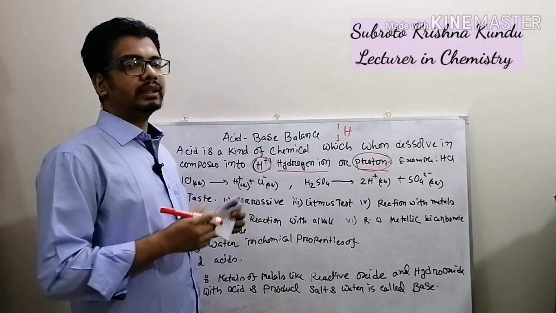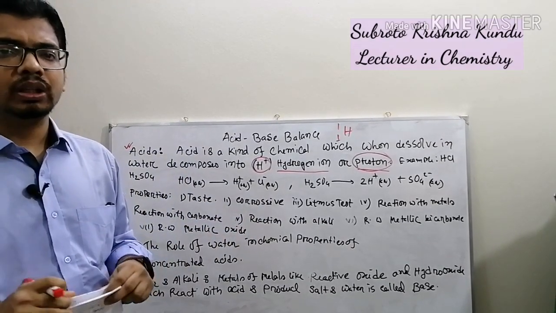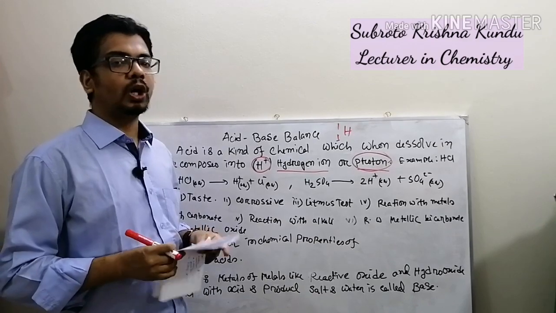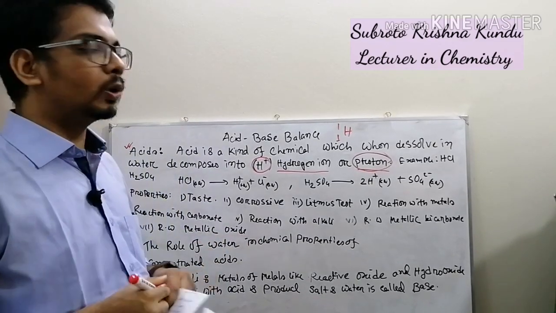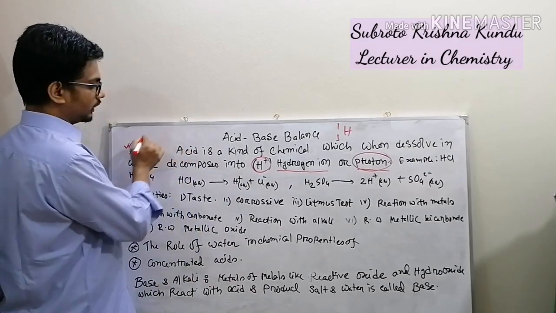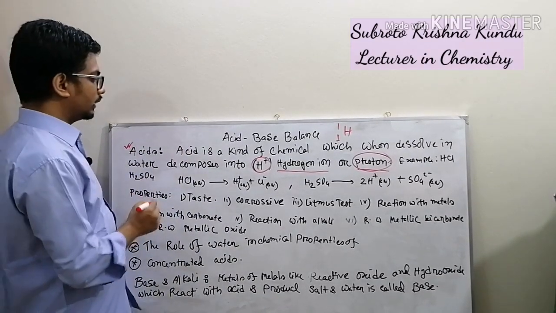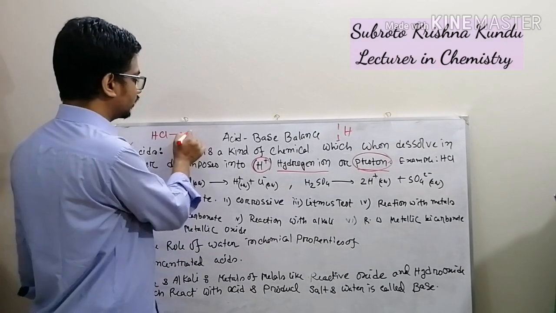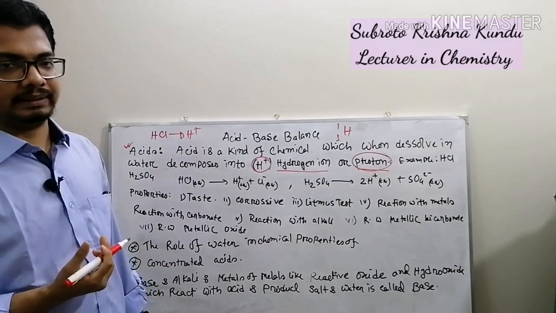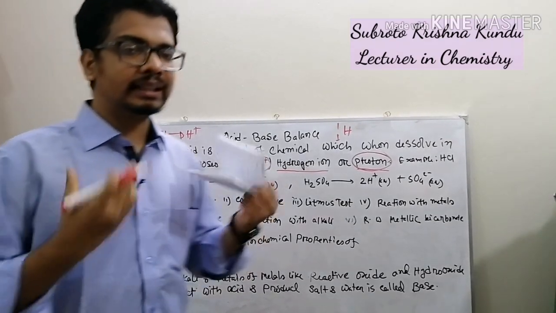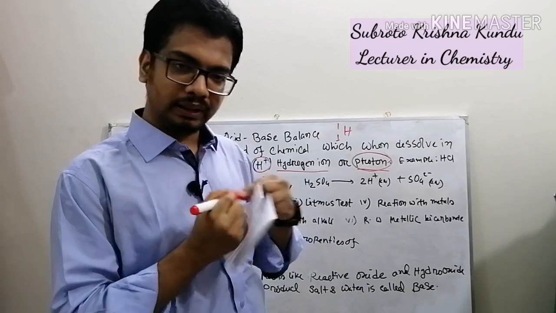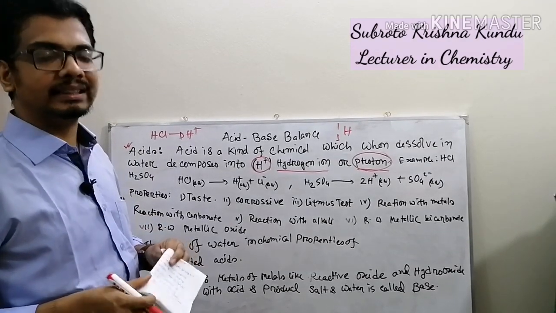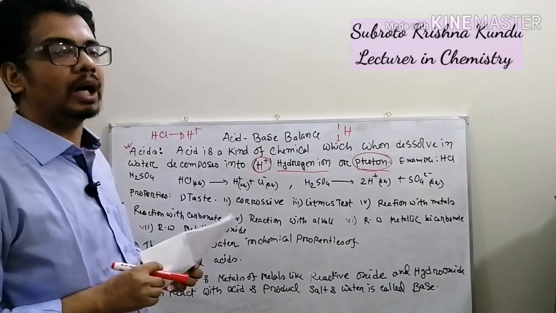Okay, another definition of acid is given by Bronsted-Lowry. The definition of that acid is called the proton definition. The substance which can give H plus ion in any medium is called acid. That means it doesn't need water or any specific medium. If any substance can give H plus ion in any medium, it is called acid. This acid is defined by Bronsted-Lowry.